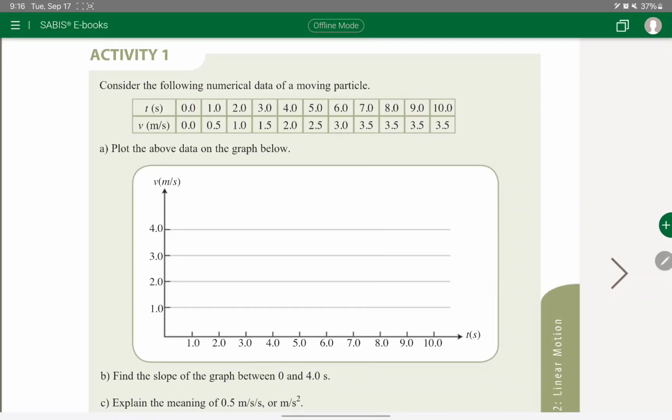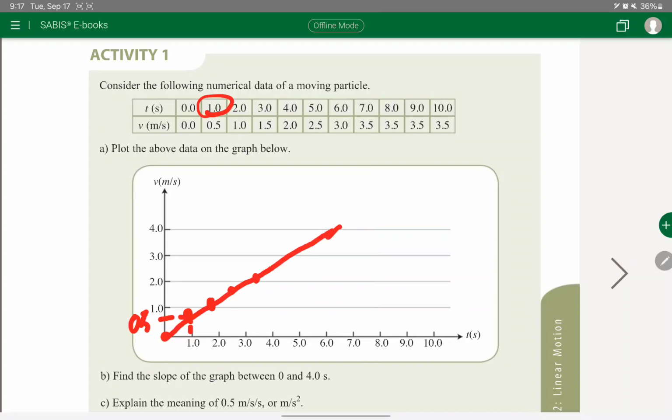At time equal to 0, velocity was 0. This represents the time axis, this represents the velocity axis. So at time equal to 0, velocity was 0. At time equal to 1, pay attention, velocity was 0.5. So I have this point over here. At time equal to 2, it's going to be 1. At time equal to 3, 1.5. At time equal to 4, 2. At time equal to 5, and so on. As you can see, I have a graph over here until, for example, 7.